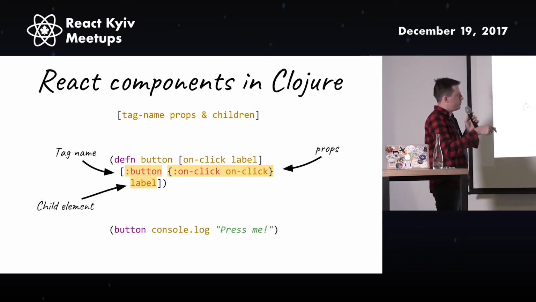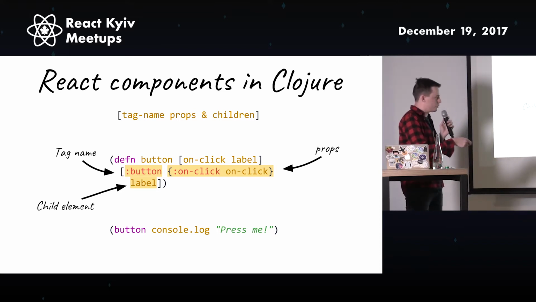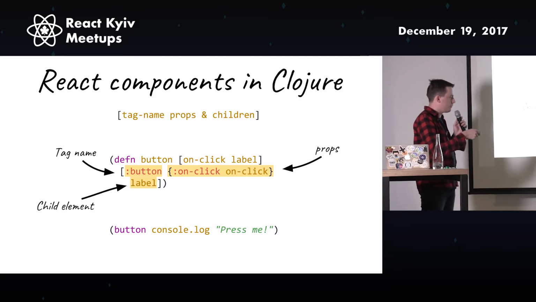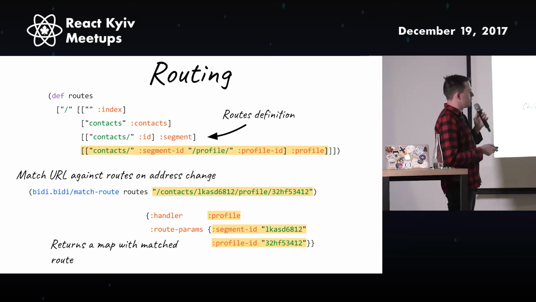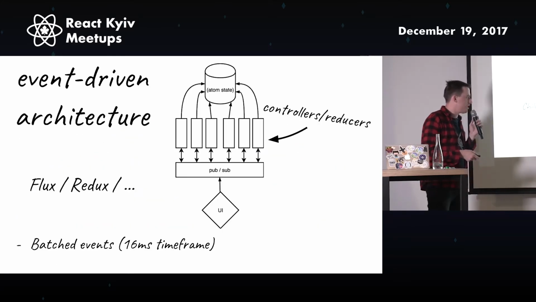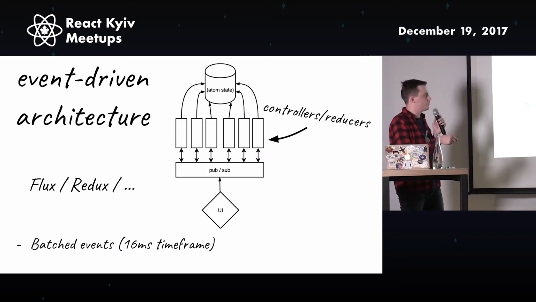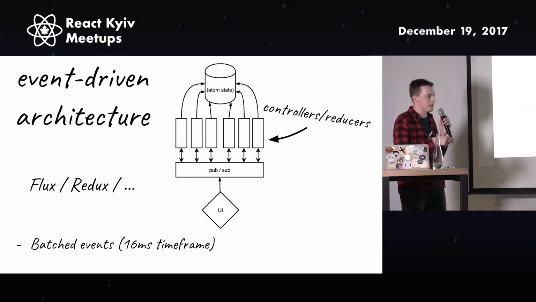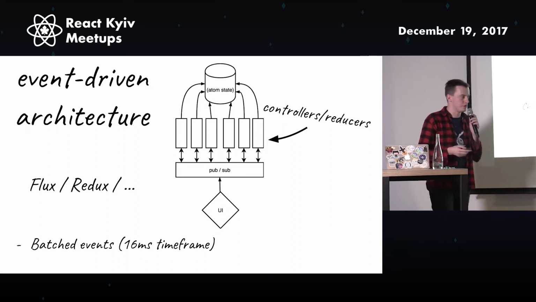So we have button keyword, on-click, and label. And then when we want to render it, we just call the function which returns the hiccup. And this is like the universal way to describe markup in Clojure, because it's also used as a templating language on the server when you're, for example, generating static websites.